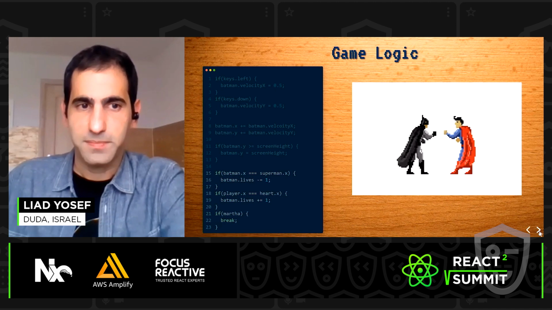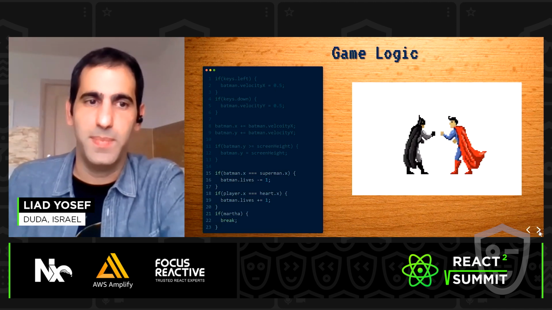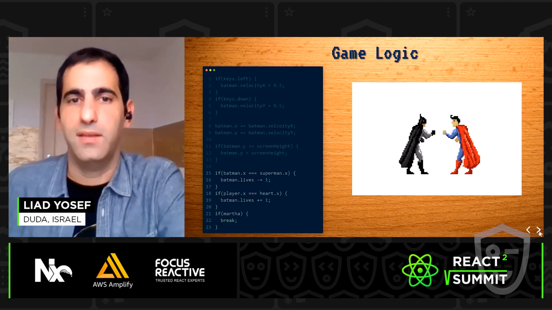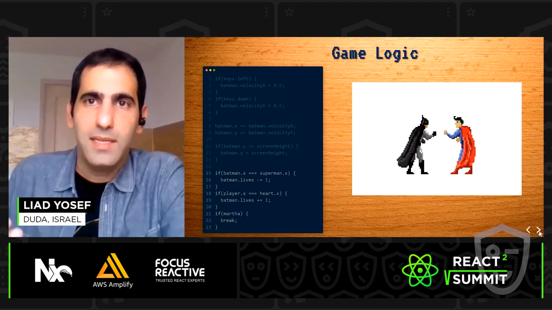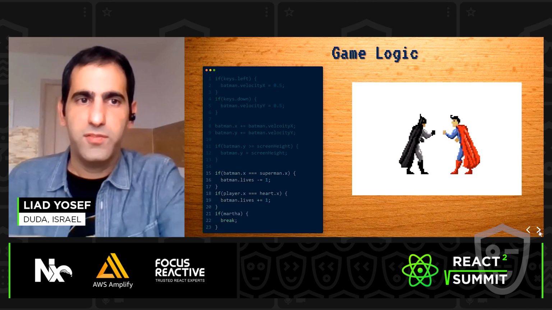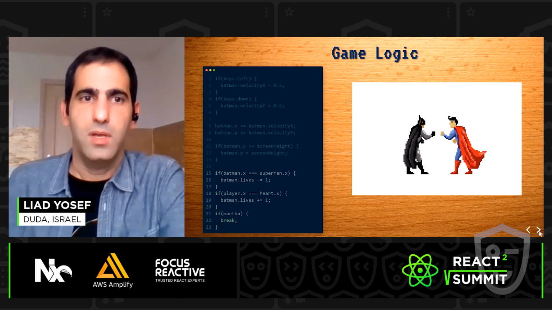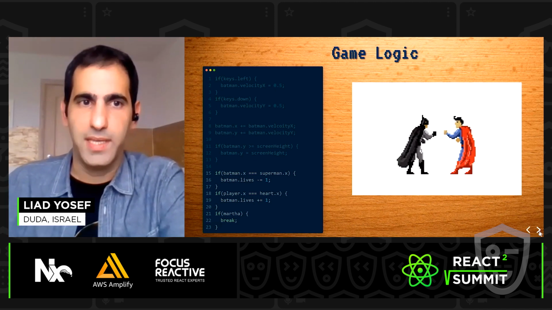And then you say, okay, if Batman and Superman are the same X, then you reduce Batman's lives. Otherwise, if it takes a heart, you increase its lives. And if it's Martha, you break. And all this is to make sure that the code follows the logic of the game that you want to do. Now, bear in mind, all of those things are happening in one frame of the game.